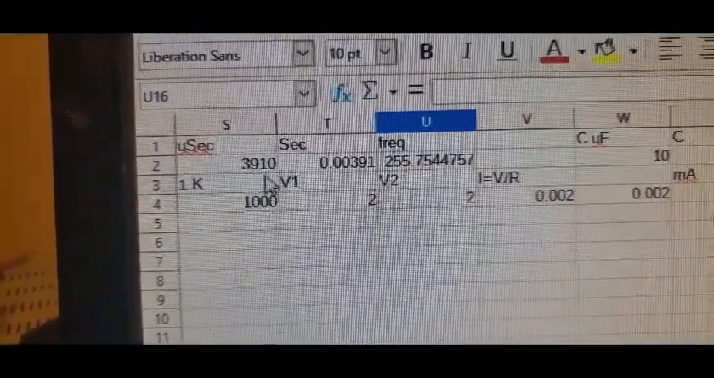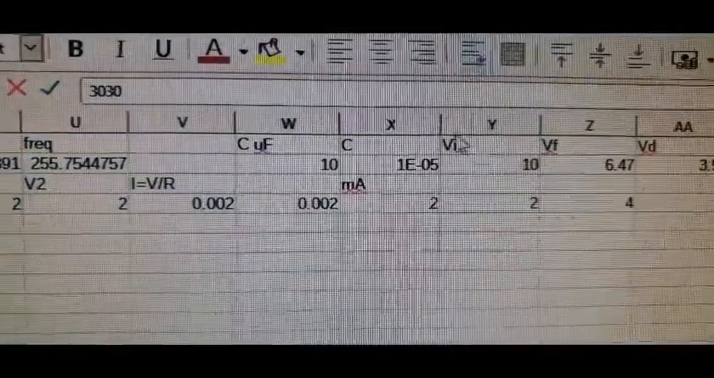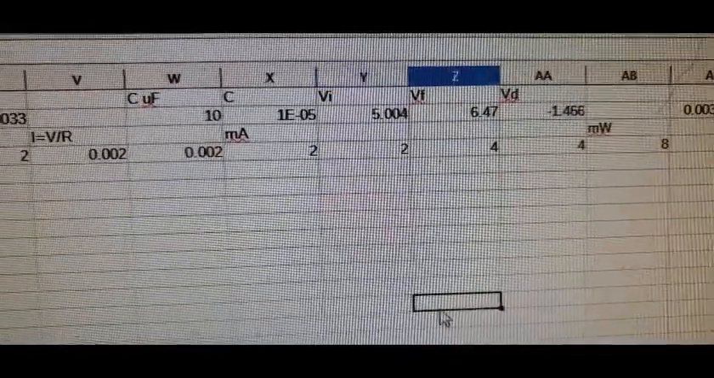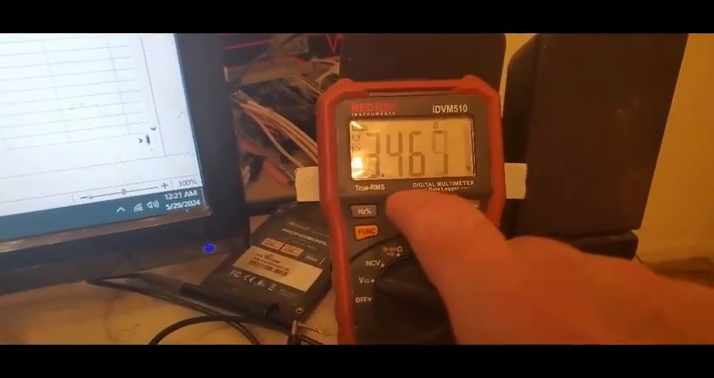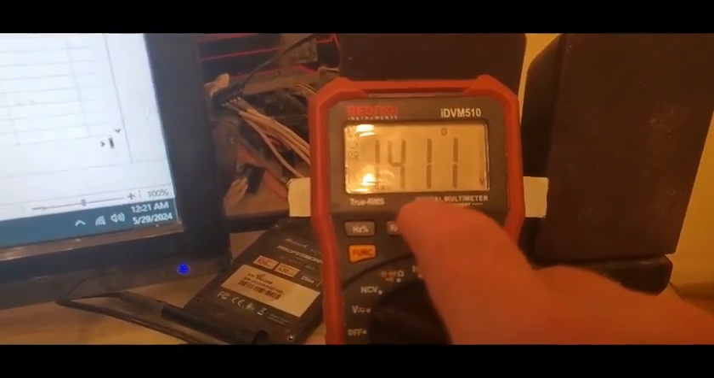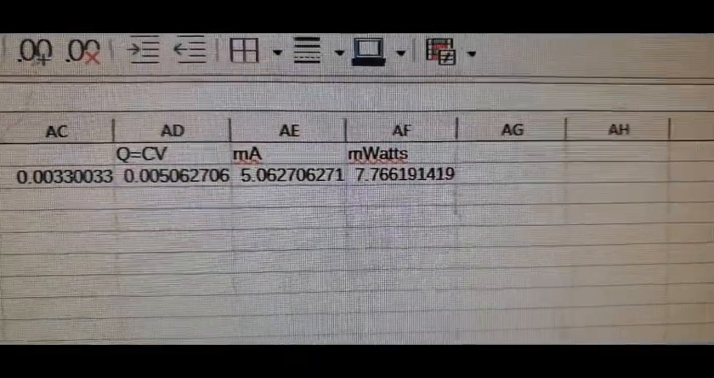So 2030 microseconds, add 1,000 as we talked about, so 3030, and it's drifted up to 5.004, so that's what we'll go with, 5.004. Now let's run it. When we run it, we see it goes back to 3.47, 3.48, right around there. We'll call it 3.47. So we put that in. Now we know our milliwatts in. We're using 7 milliwatts. Now what are we getting out?